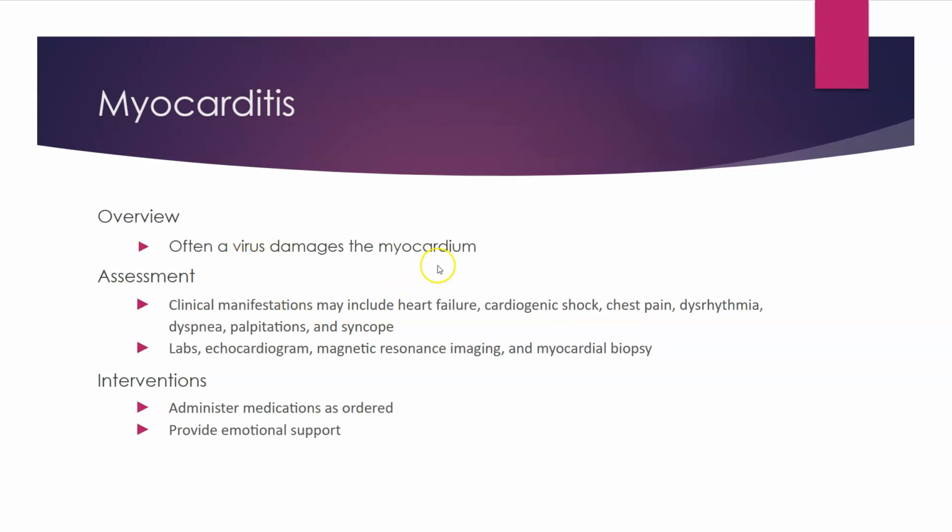Myocarditis, so this is damage to the myocardium, often by a virus. I've seen this with influenza. We kind of poo-poo influenza, so to speak, but I have seen this cause a patient to actually die because of the damage to the myocardium. So it leads into heart failure, cardiogenic shock, chest pains, dysrhythmias, dyspnea, palpitations, and syncope.